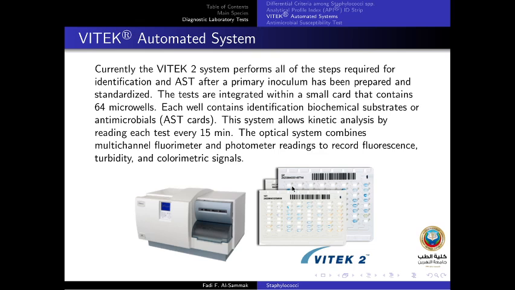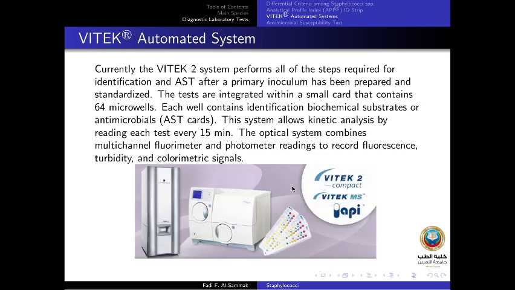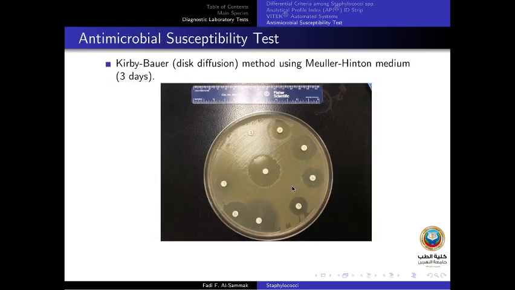Usually the optical system combines a multi-channel fluorimeter and spectrophotometer to measure fluorescence, turbidity, and colorimetric signals or optical density. So this is a rapid way for identification as well as for detection of resistant strains, especially Staphylococcus aureus. Now, what other tests do we have?